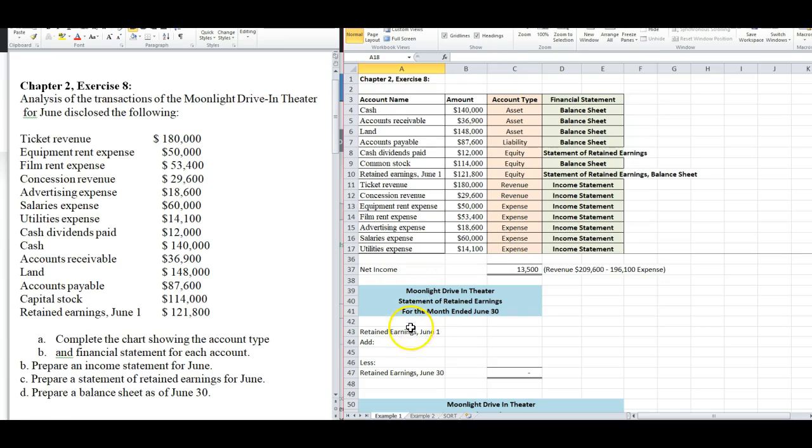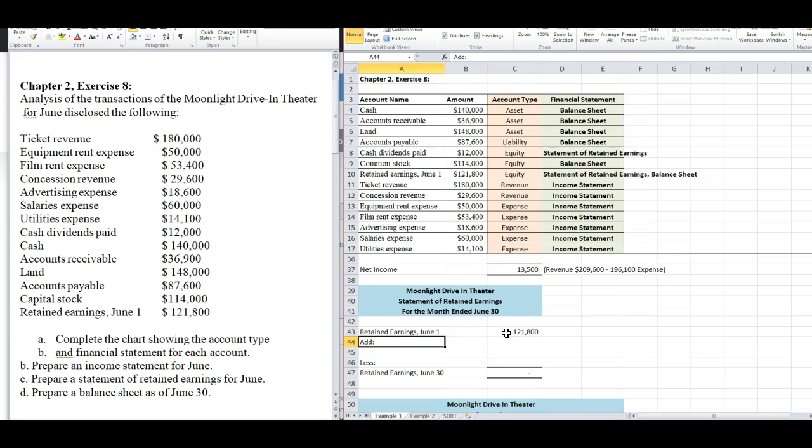So now we're going to go down to our statement of retained earnings. The statement of retained earnings starts with the beginning balance for retained earnings. The beginning balance is the balance at the start of the period or the end of the last period. In this case, we're doing a statement of retained earnings for the month of June. So we're looking for the retained earnings balance at the beginning of June or the end of May, whichever they give us. And in this case, they're going to give us the retained earnings on June 1st. It's $121,800. So we're going to put that in.